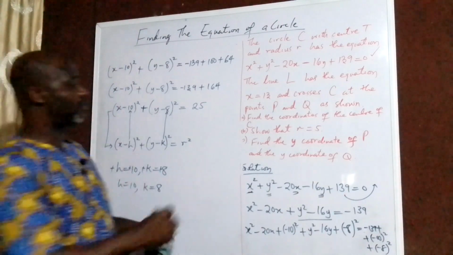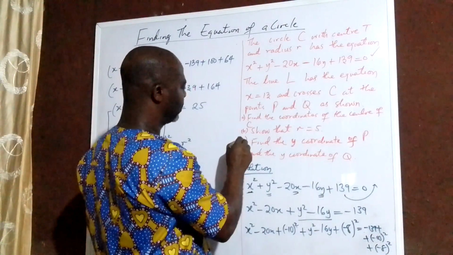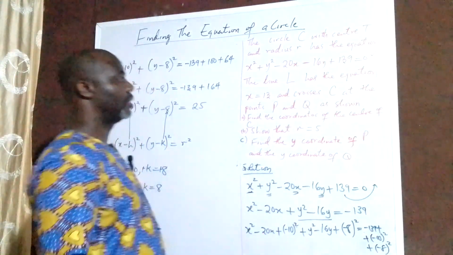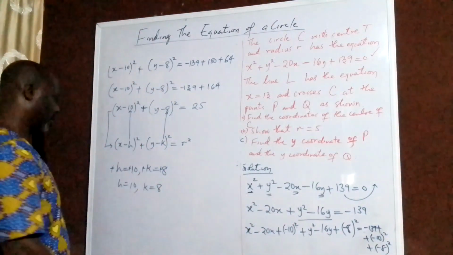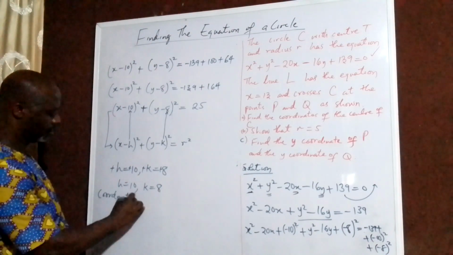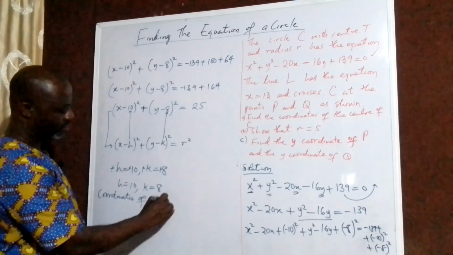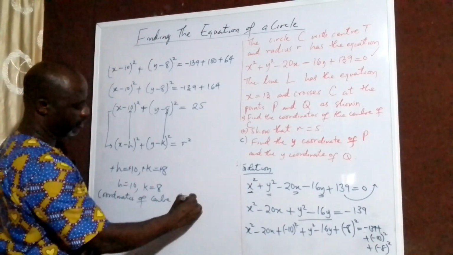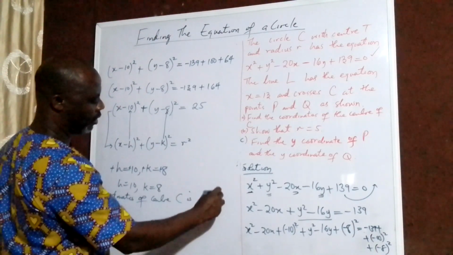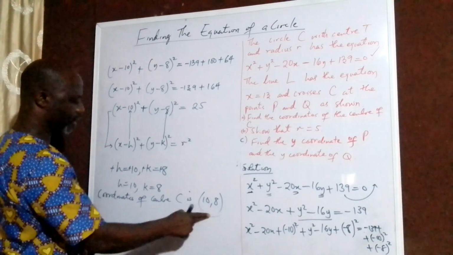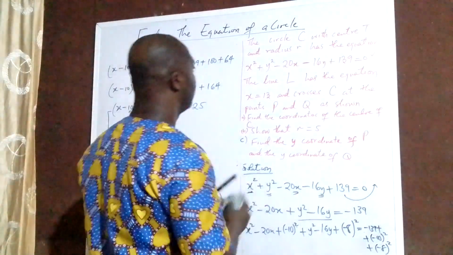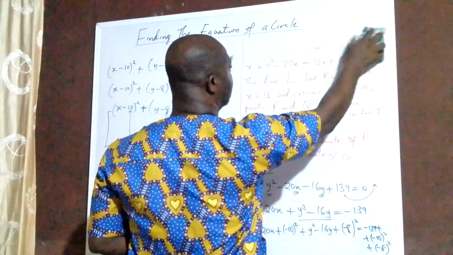So for the first part of the question, which is asking us to find the coordinates of the center C. Coordinate of center C is (10, 8). So that's for that. Then for the second part of the question, I'm going to erase this.